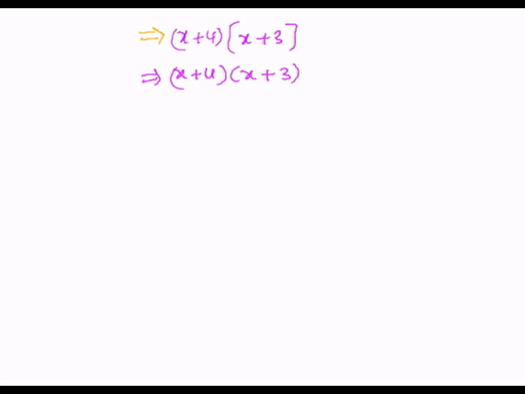Therefore, hence x square plus 7x plus 12 is factorized as x plus 4 as well as x plus 3. So in this manner, we have factorized x square plus 7x plus 12: x plus 4 is the first factor and x plus 3 is the second factor of the given quadratic polynomial.